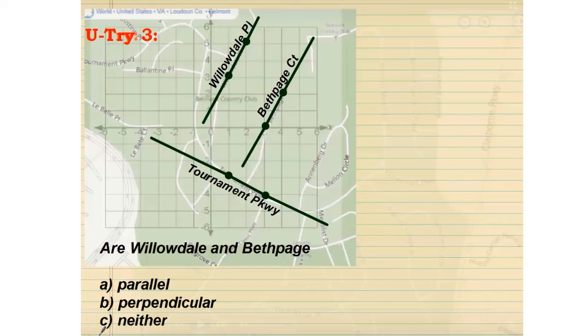By looking at the slopes of the lines, we can also determine whether two lines are parallel, perpendicular, or neither. If the slopes of two lines M1 and M2 are exactly the same, then the two lines are parallel. If the slopes of two lines are negative reciprocals of each other, then M1 times M2 would be equal to -1. Then we would say these lines are perpendicular.